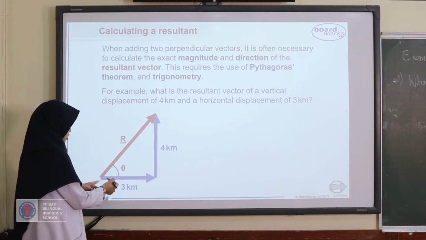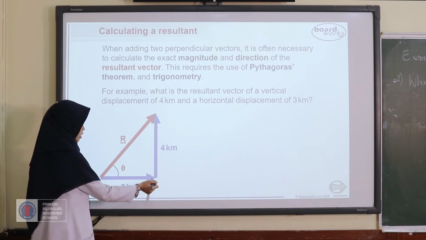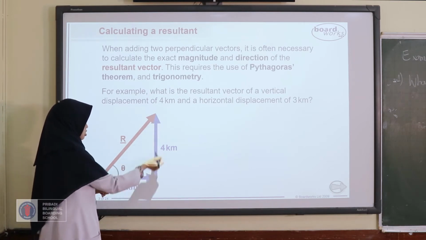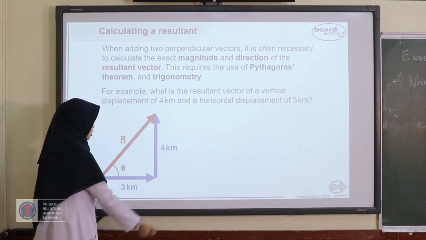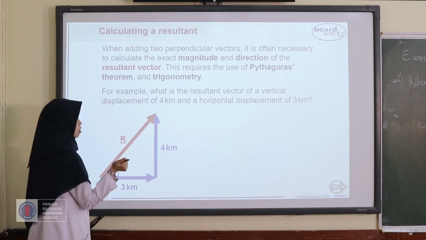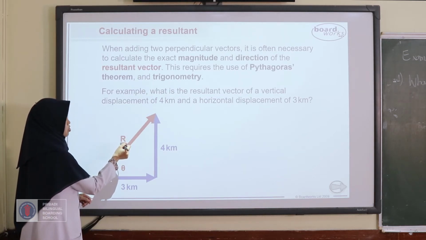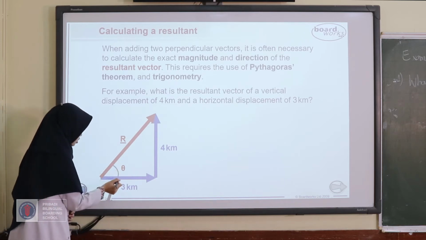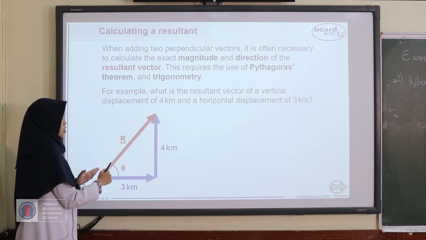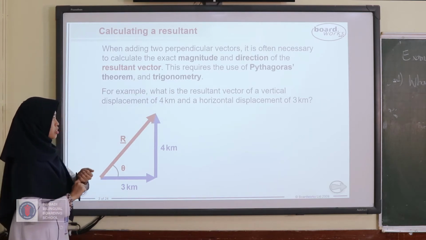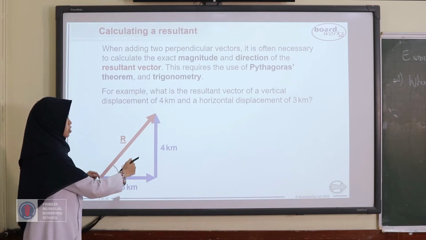So suppose that the blue one here is the horizontal component, and the vertical component is this one, the blue color also, 4 kilometers. So you are asked to find the resultant vector. Okay, and this one is the theta. Theta means the direction of this vector. So the first thing that you have to do is try to find the magnitude of this resultant vector.